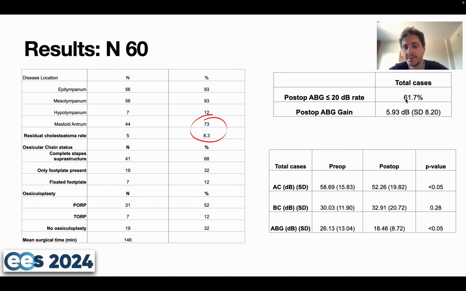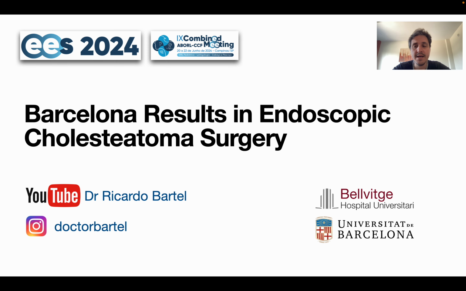61% chance of getting a post-operative air-bone gap less than 20 dB, which is acceptable for cholesteatoma surgery, and that's it.